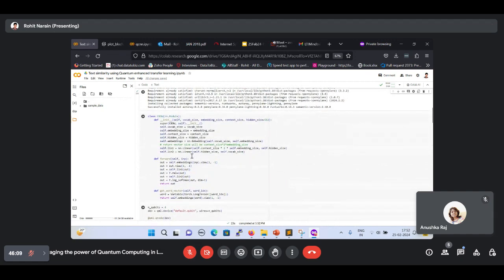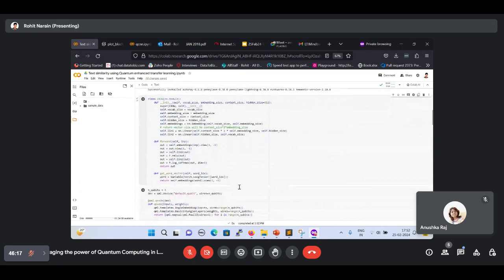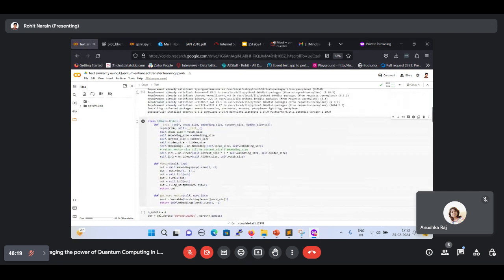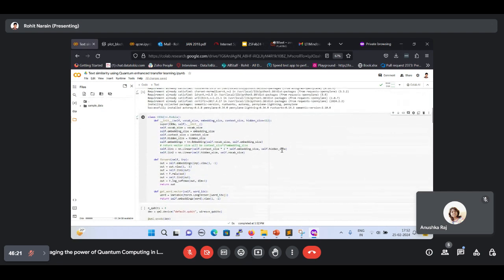Once you install these libraries, you can run this class. I have included a quantum circuit over here. The purpose of that quantum circuit is to find similarity between different sentences, using quantum transfer learning.